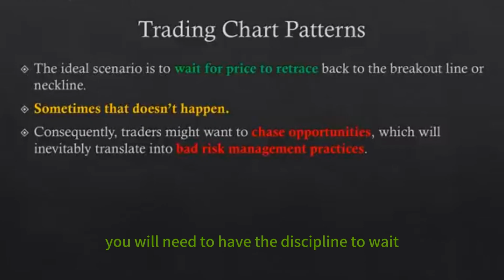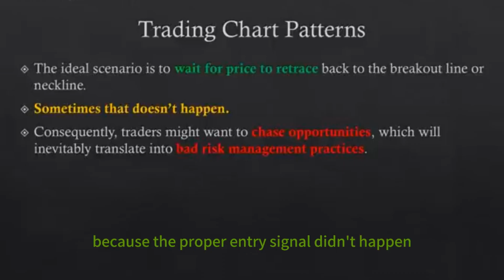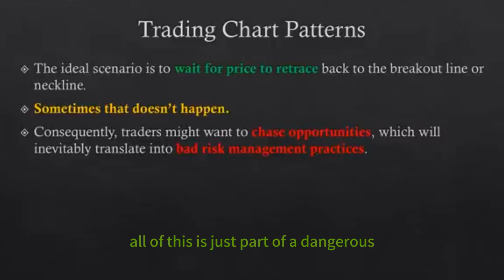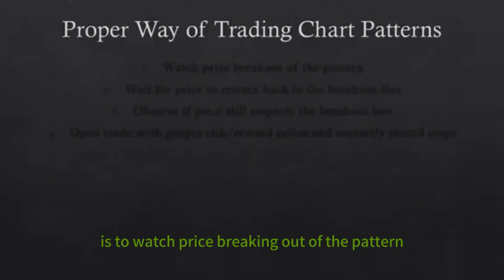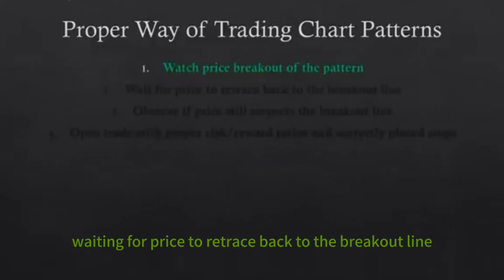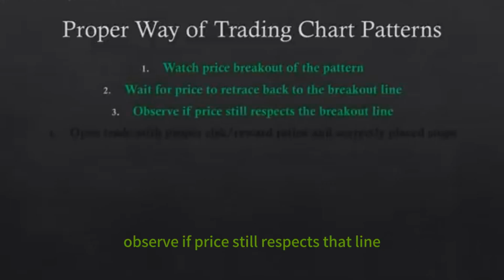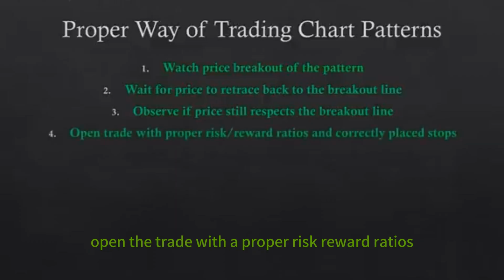All of this means that if you want to use chart patterns for trading, you will need to have the discipline to wait for the proper entry signal to appear. That means sometimes you will need to see patterns developing in front of you. You will need the discipline to let price go without trading because the proper entry signal didn't happen. All of this is just part of a dangerous psychological game that is difficult to master, but is a subject for another course. When we talk about chart patterns, the ideal mode of trading is to watch price breaking out of the pattern, wait for price to retrace back to the breakout line, observe if price still respects that line, and then open the trade with the proper risk-reward ratios and correctly placed stops.